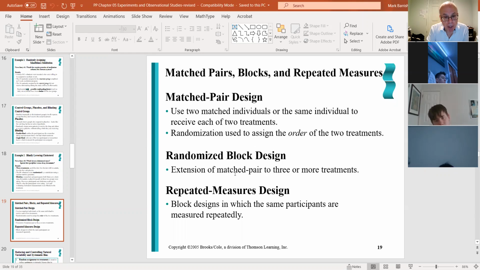A special type of randomized block design is called repeated measures design, in which the same participants are being measured repeatedly. So the case in the matched pair design where you have the same person receiving 2 treatments and the order is randomly assigned. If there are more than 2 treatments, then the same person would be randomly assigned one of 3 or 4 treatments. That's called a repeated measures design. All right. So again, you just have to know what they mean, nothing more than that. And it's explained a little bit in the textbook.